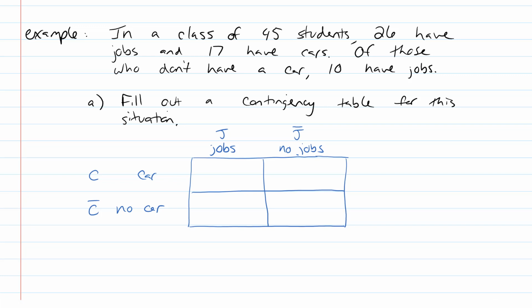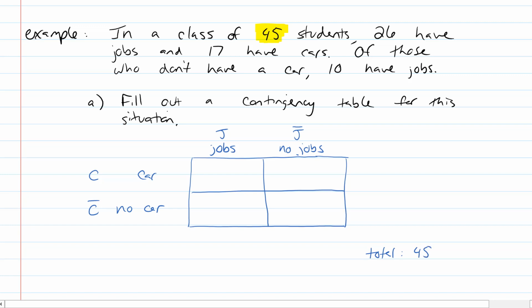So the first thing is the 45 students is the total number of students in the entire table. So that doesn't go in either of our 4 slots, but rather we could write it as the outside. That total is 45.